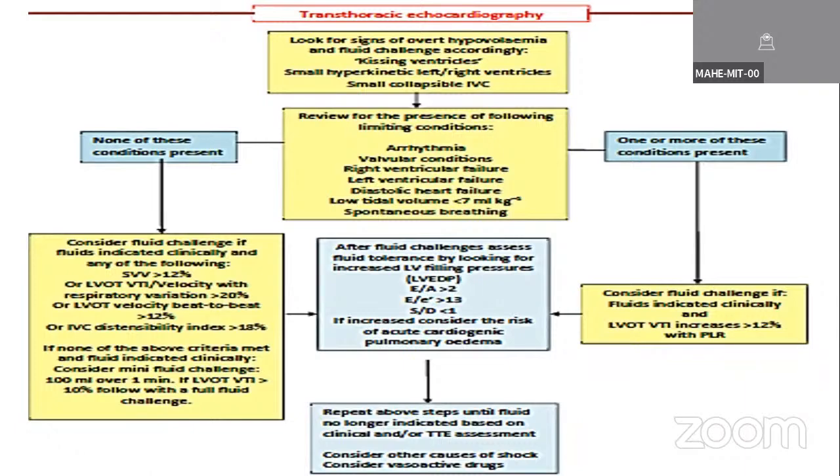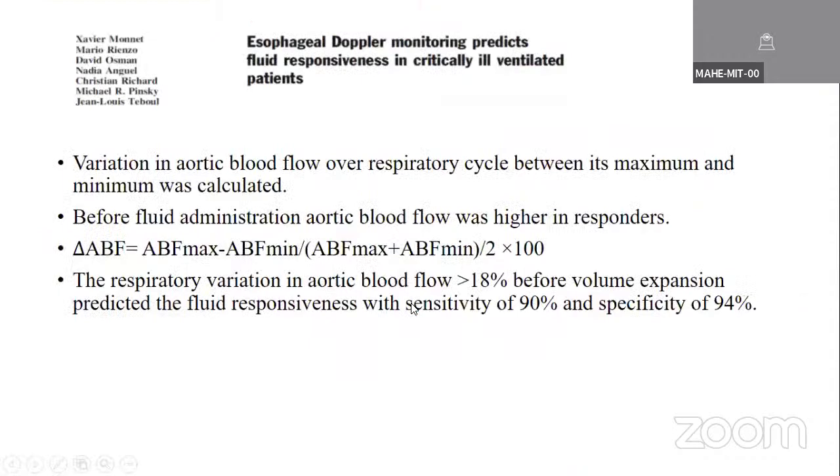I'll discuss PLR in detail. So next is using aortic blood flow. For measuring the aortic blood flow, we need esophageal Doppler. So the variation in the aortic blood flow over the respiratory cycle between its maximum and minimum is calculated. And based on this, we can tell whether the patient is fluid responsive or not.